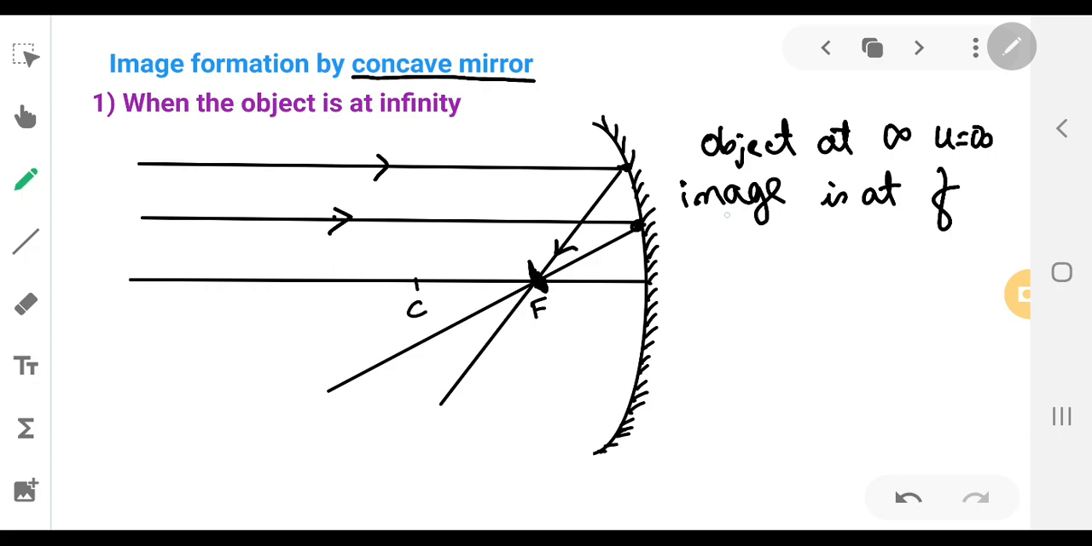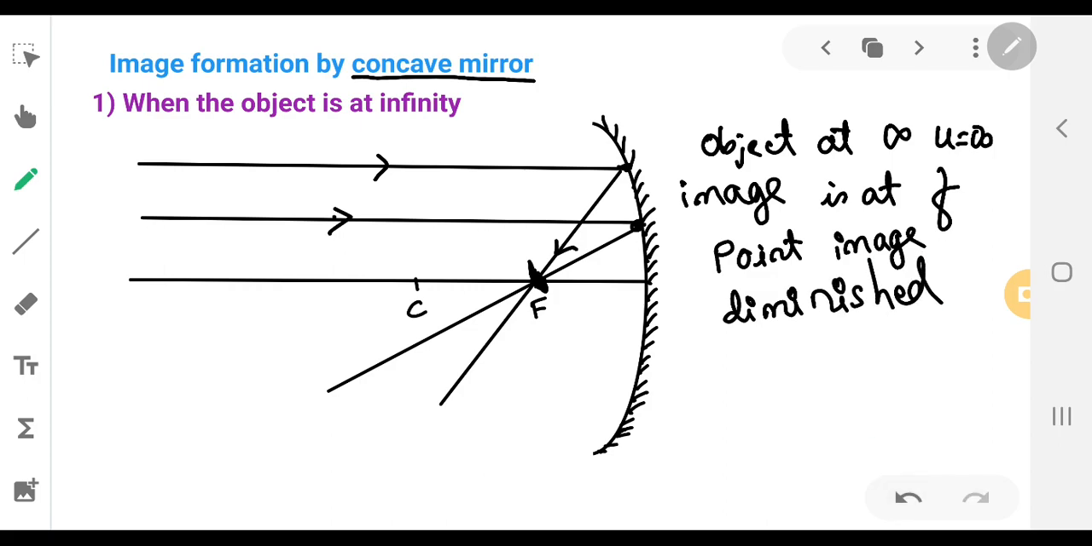What is the nature of the image? Point image, or what can we call the image? Diminished. We can call it that because see how small it is, it is of the size of a point. The image is a point image and it is diminished. This is when the object is at infinity. Image formed will be at focal point.